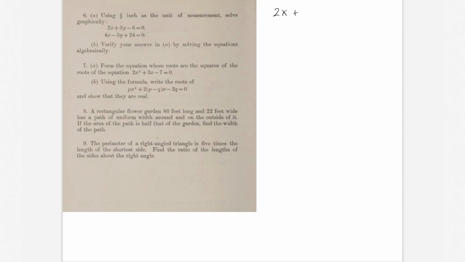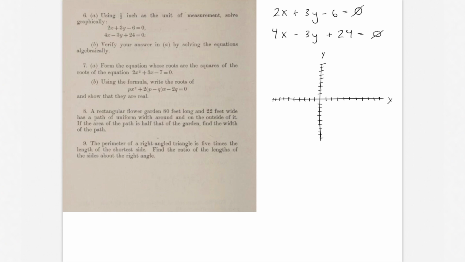So looking at question number 6, we have these two linear equations, and we were asked to solve for their point of intersection graphically and then verify that answer by solving algebraically. So let's start by solving graphically. I have drawn my x and y axis, and I need to plot each one of these lines. I can do that by rearranging the equations so they're in the form y is equal to mx plus b. For the first line, we can see that the slope is negative 2 over 3, and the y-intercept is 2. I can plot that on the x and y plane just like this.